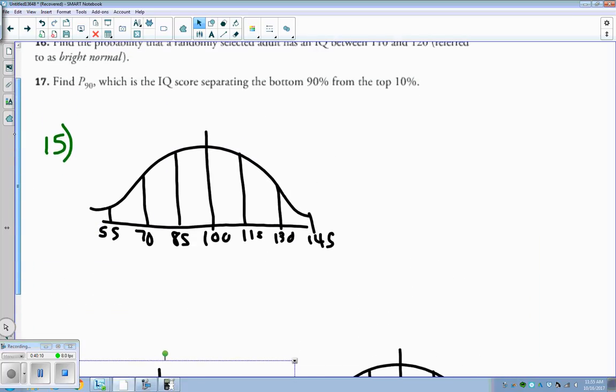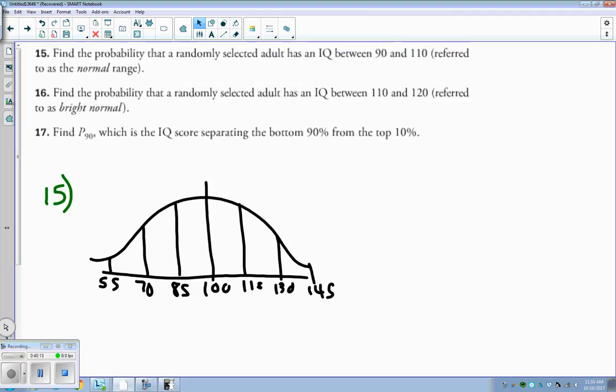Okay. So on 15, we want to find the probability. Probability still means the same as what? Area. So I'm looking for area under the curve. That's another way to help remind yourself. A selected adult has an IQ between 90 and 110. Well, it's not so nice this time because it doesn't fall right on one of my normalized scores. Because I put my normalized scores on here again, 0, 1, 2, and 3, -1, -2, and -3.